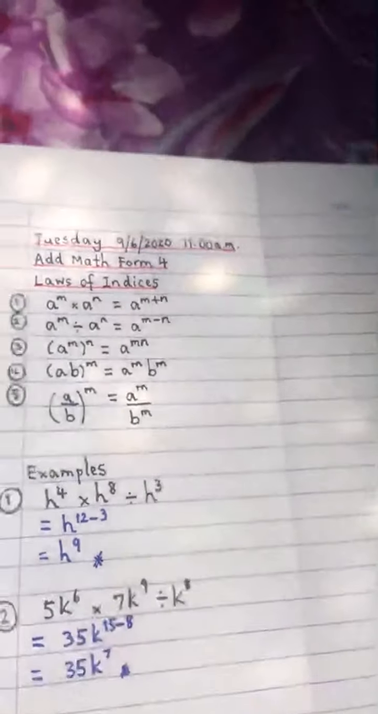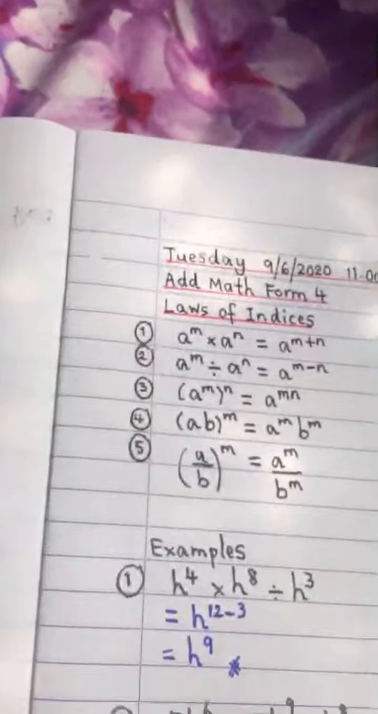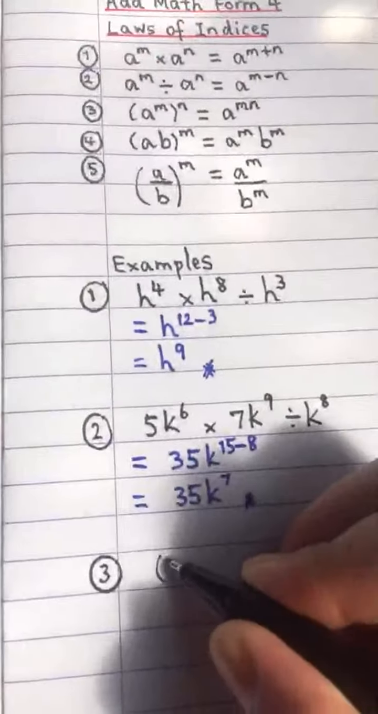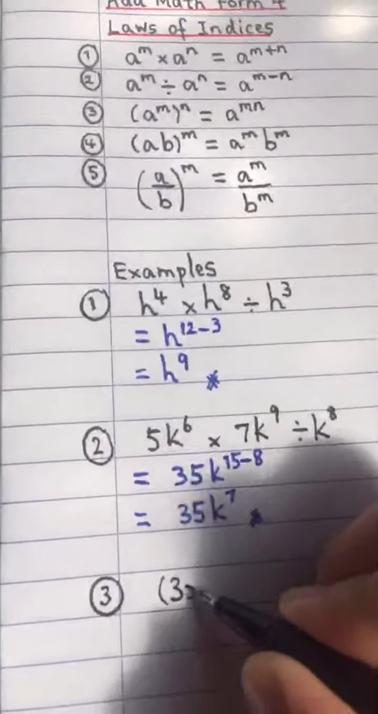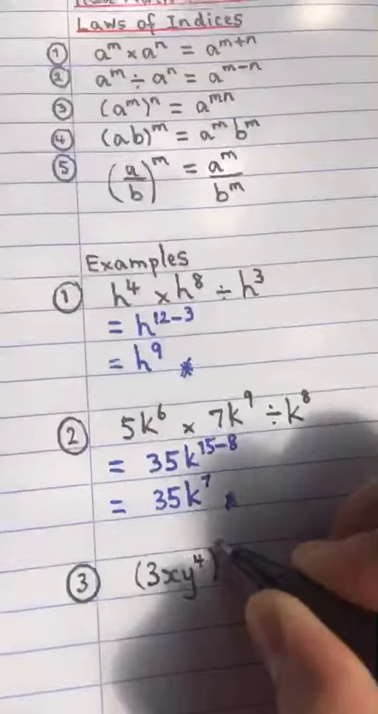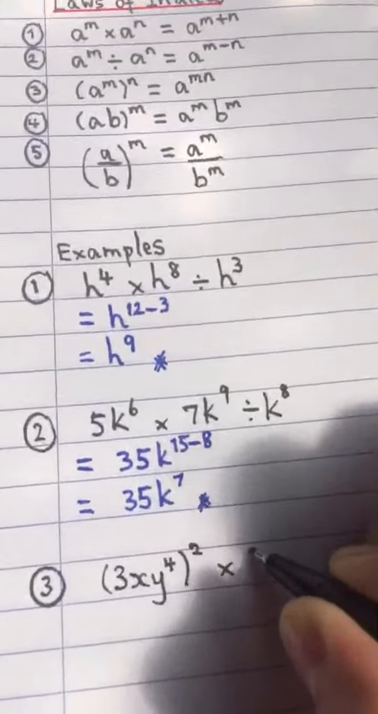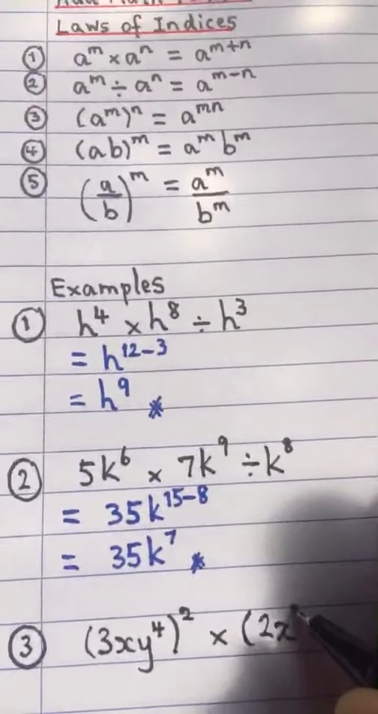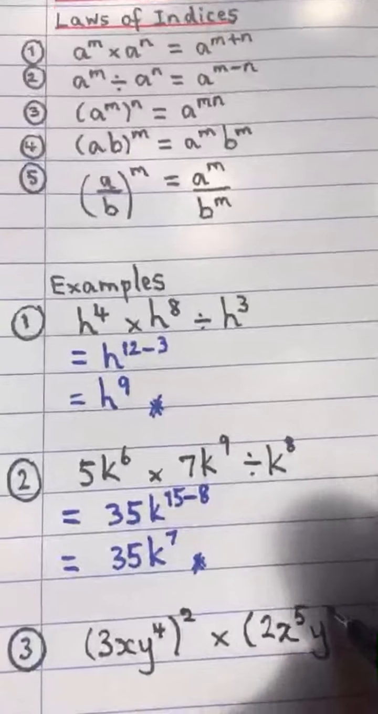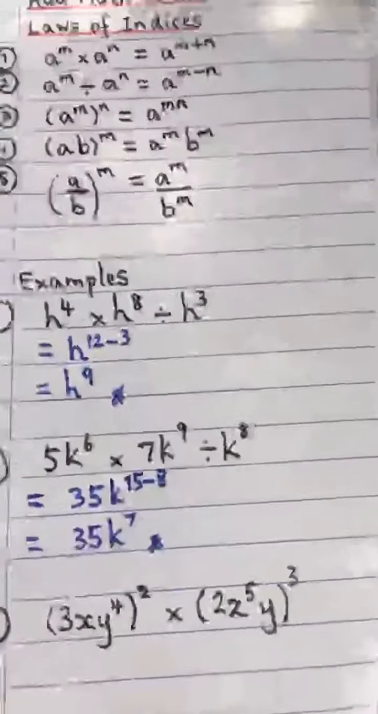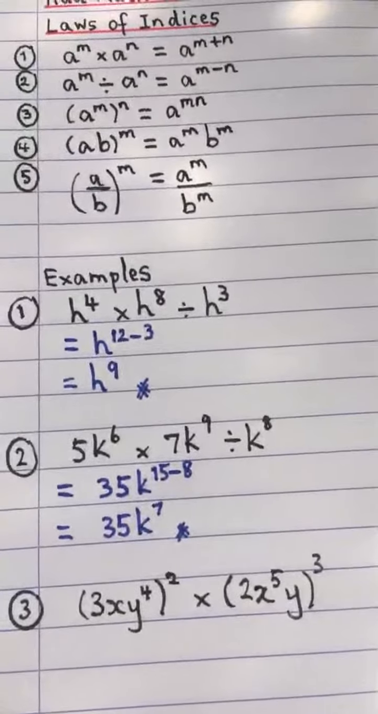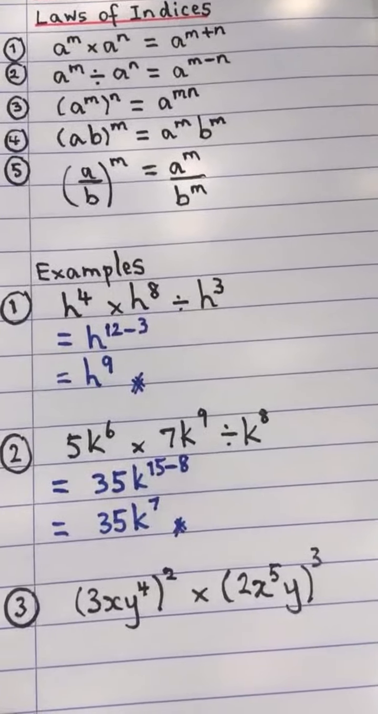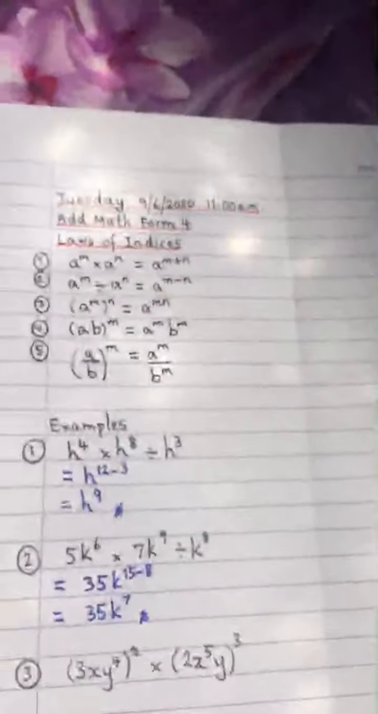Okay, now I'll give you the third example, which is more difficult. So the third example will be, you have bracket 3xy power 4 and then squared, times bracket 2x power 5 y power 3. Okay, this is the third example. You have (3xy^4) squared times (2x^5 y) cubed. So how to solve this question?